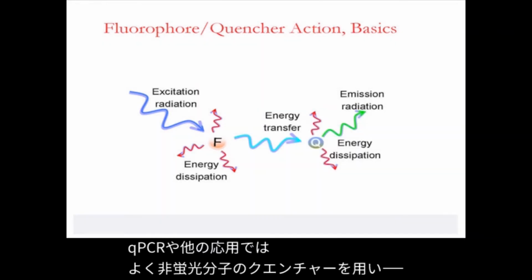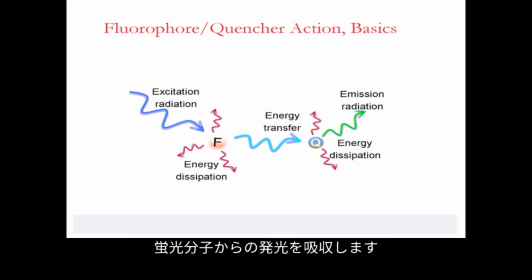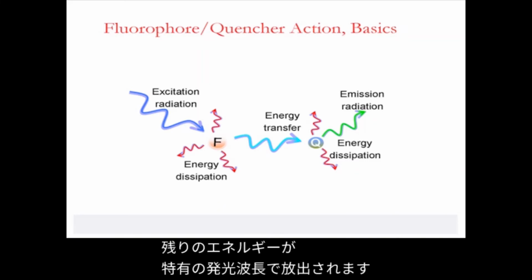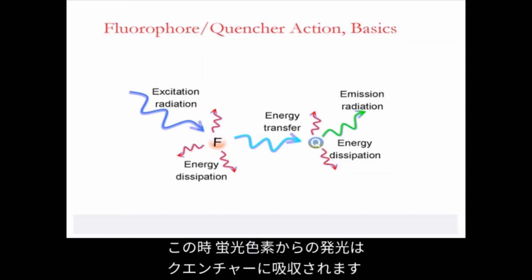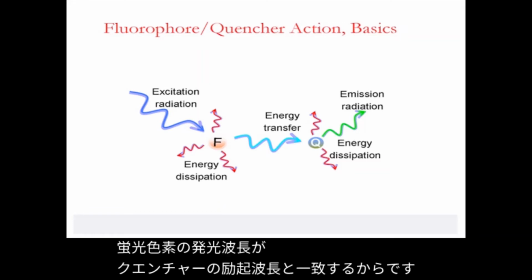In qPCR and in other applications, we often use molecular quencher entities to absorb emission radiation of observed fluorescent entities. As before, the fluorescent entity accepts radiation at a particular wavelength and enters an excited state. Losses occur at longer wavelengths, and the remaining energy is released at the characteristic emission wavelength. However, this time the emission from the fluorophore dye is absorbed by the quencher, since the emission wavelength of the fluorophore dye matches the excitation wavelength of the quencher.